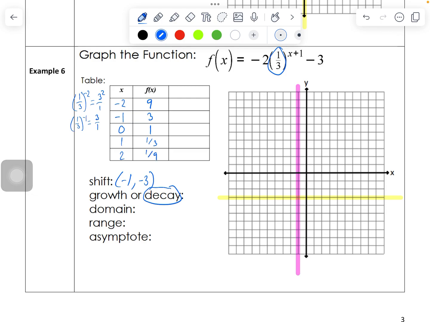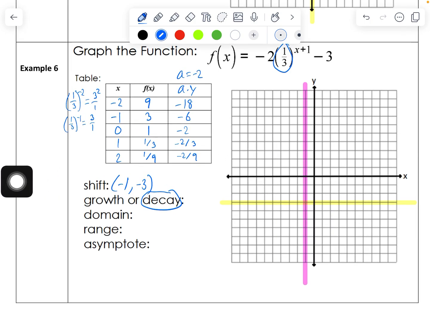1/9. And then our a times y value, we do need to include that here because our a is -2. So we would get -18, -6, -2, -2/3, and -2/9. Now the -2/3 and the -2/9, just do the best that you can.